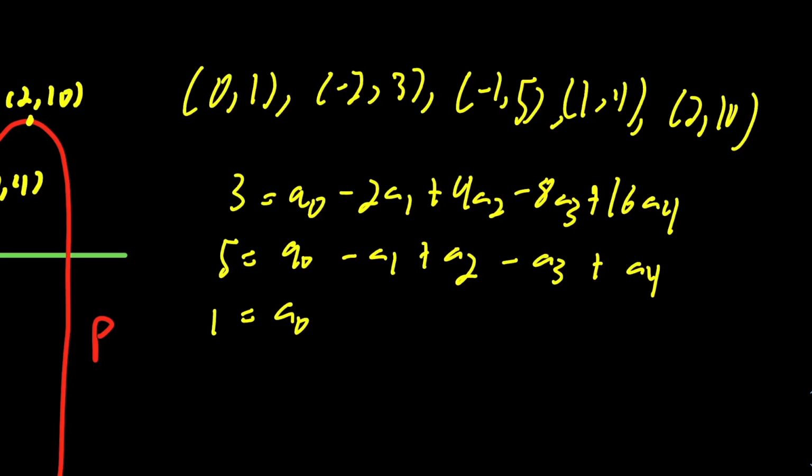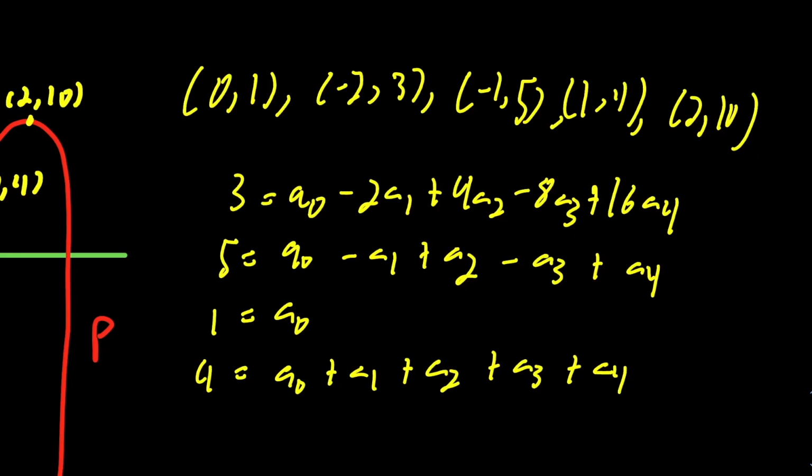Okay, now what about when x equal to 1? What does that equation look like? When x is equal to 1, p of x is 4. And we get a naught plus a1 plus a2 plus a3 plus a4. I'm pretty sure that's right. 1 to the power of anything will always be 1.